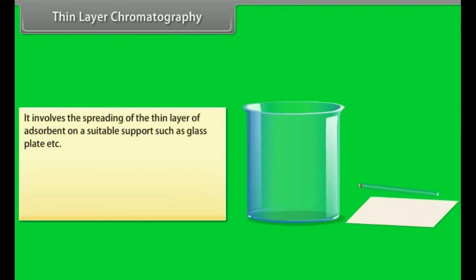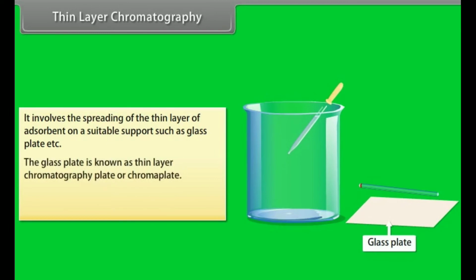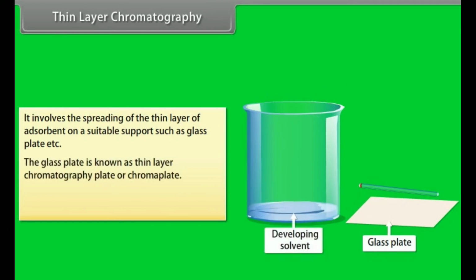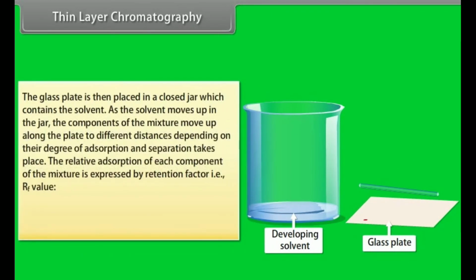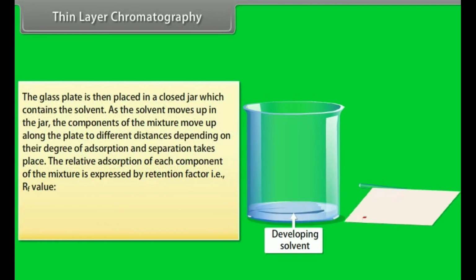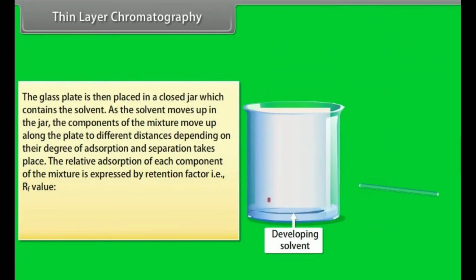Thin layer chromatography. It involves spreading a thin layer of adsorbent on a suitable support such as a glass plate. The glass plate is known as the thin layer chromatography plate or chroma plate. The mixture to be separated is applied as a small spot near one end of the TLC plate. The glass plate is then placed in a closed jar which contains the solvent.